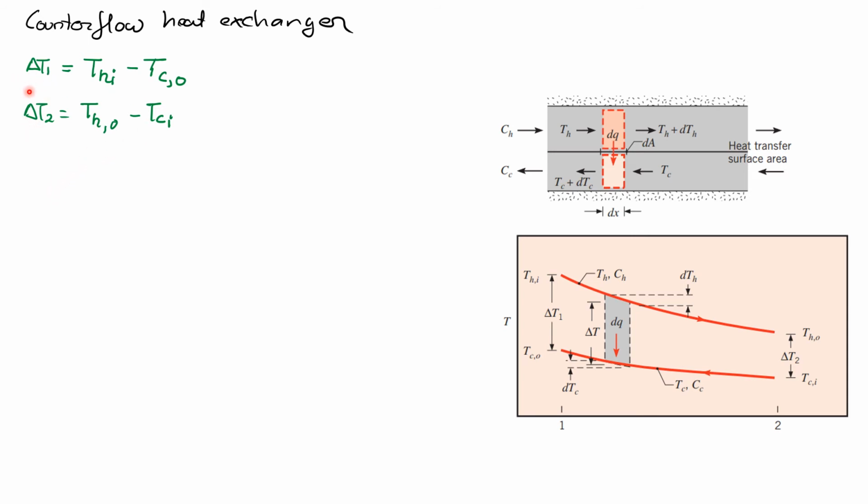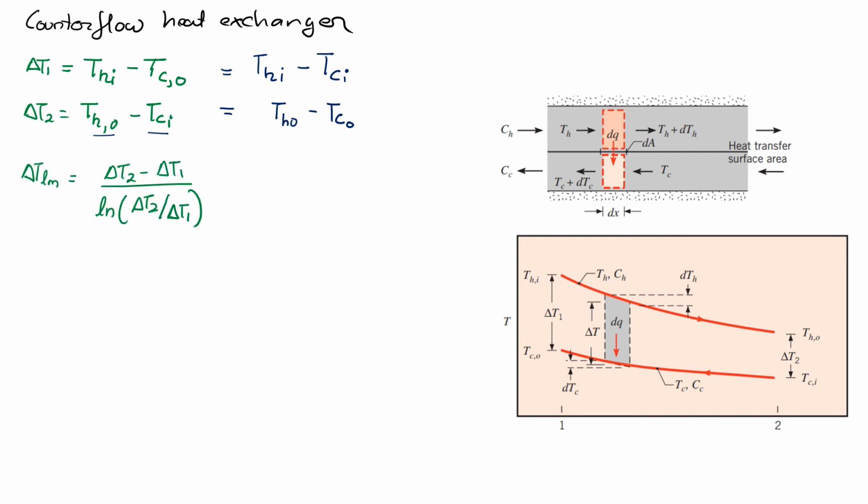So for a counterflow exchanger, our delta T1 will be Thi minus Tco, whereas for the parallel flow heat exchanger, our delta T1 was Thi minus Tci. And similarly at location 2, for counterflow it is Tho minus Tci, but for parallel flow it was Tho minus Tco. So that's the major difference between the parallel flow and the counterflow heat exchanger. Otherwise the formula will still be the same.